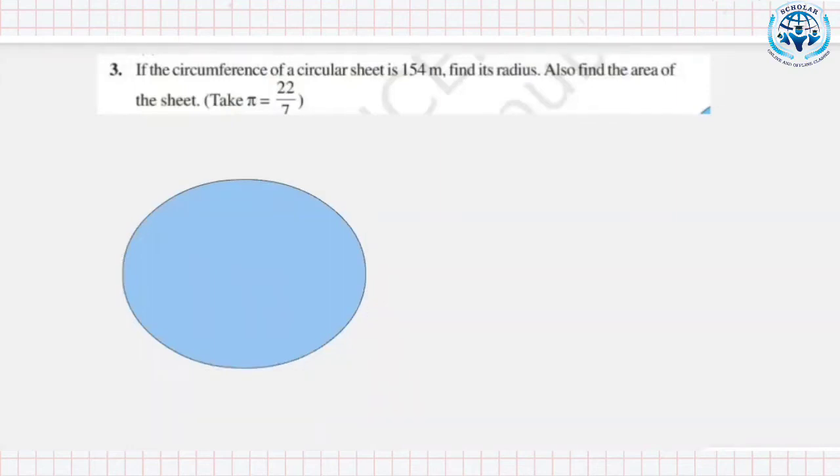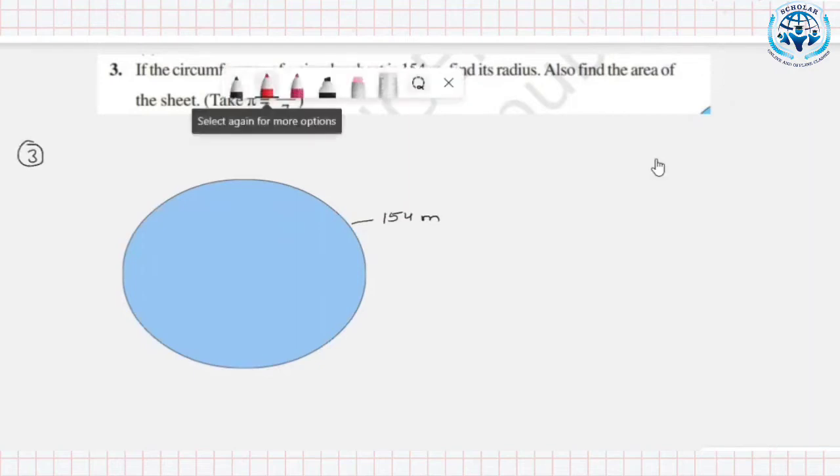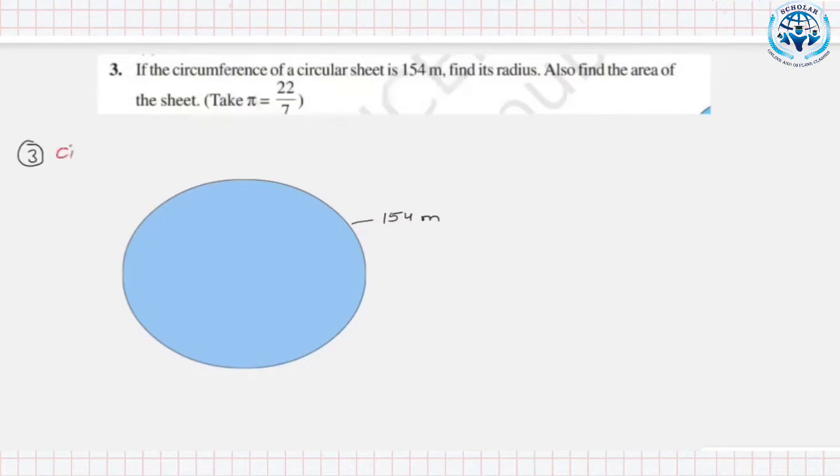The next question is, if the circumference of a circular sheet is given as 154 meter, find its radius. Find the area of the sheet. First of all, we will find the radius. The circumference is given. We know the formula for the circumference of the circle, that is 2 pi r. So, we will equate this formula with the given circumference to find out the radius.